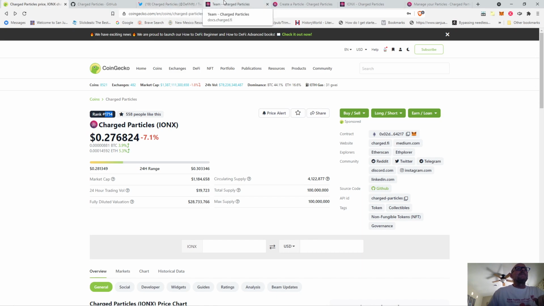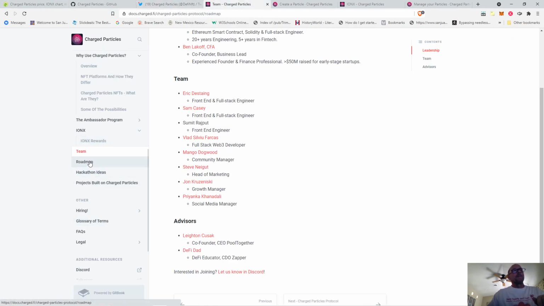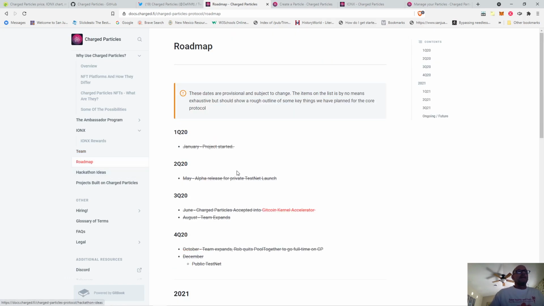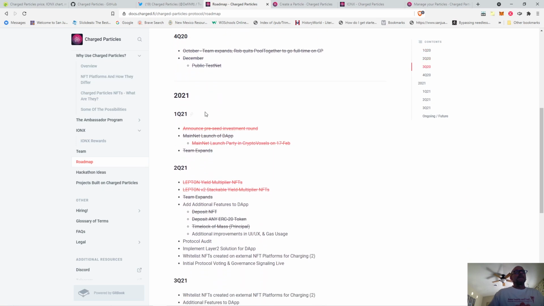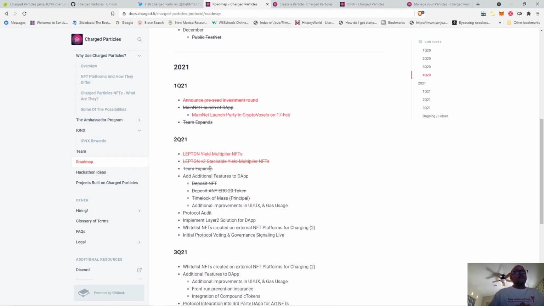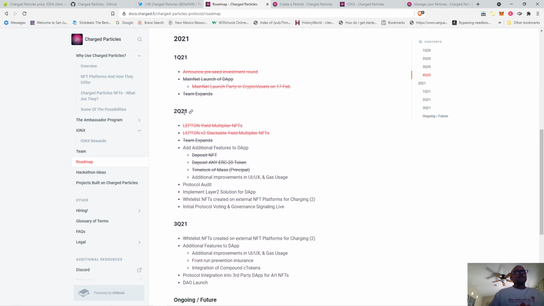So back to, I wanted to look at the roadmap. Okay, project started in the first quarter of 2020. So they developed, and it looks like they were hitting most of their timelines up until improvements in the UI and gas usage. Their audit doesn't look like that's been done, so that's a slight bit of concern, perhaps. Not that an audit prevents a rug pull or anything, but looking for security issues and things, perhaps.